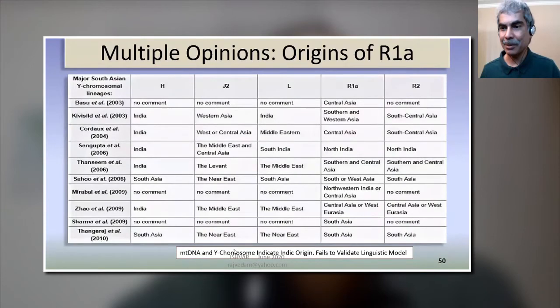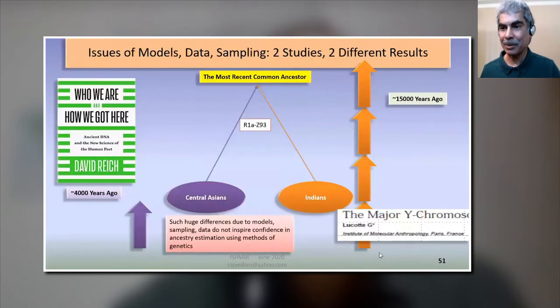And bottom line is mtDNA or the Y chromosome, the rational outcome would be it does not validate the linguistic model. One more example of a problem. David Reich says that Central Asians and Indians are related through the R1A Z93 marker, and they say that the most recent common ancestor is 4,000 years ago. However, you take Lookout's study, and he says the same Central Asians and Indians are related through R1A Z93, and the common ancestor is 15,000 years ago.